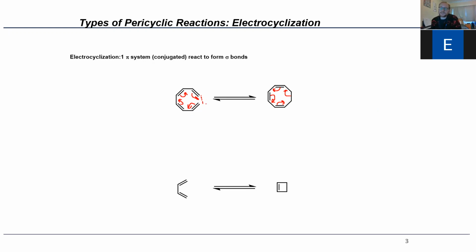And so we see in this tetraene that there are 8 pi electrons, and that makes 6 pi electrons and 2 sigma electrons. And we'll call this an 8 pi electrocyclization.